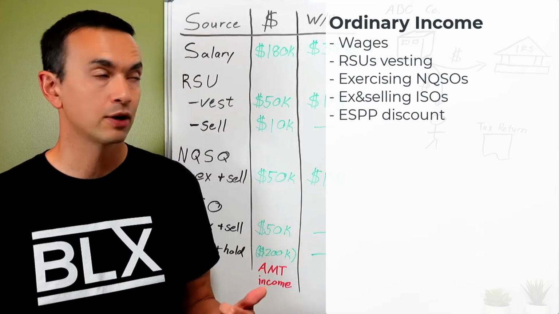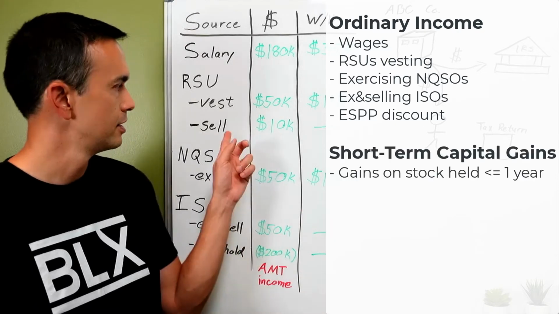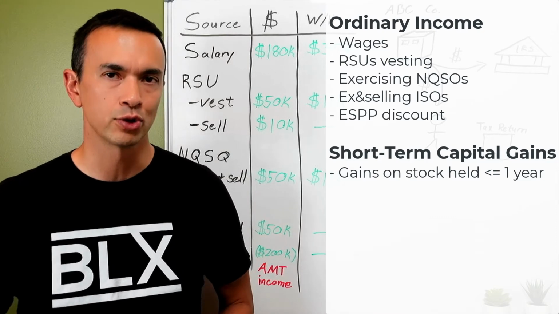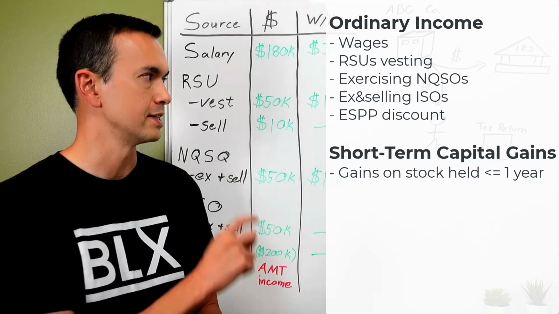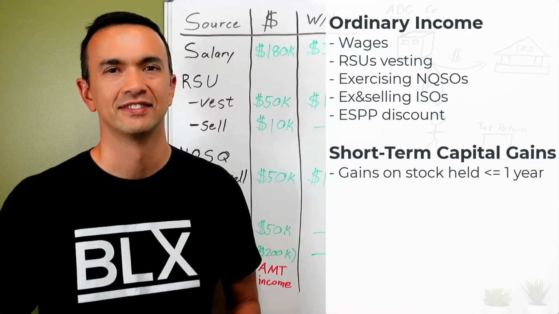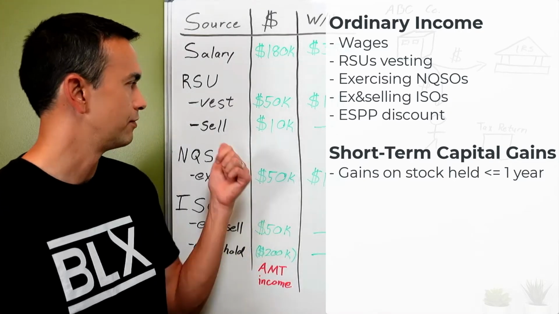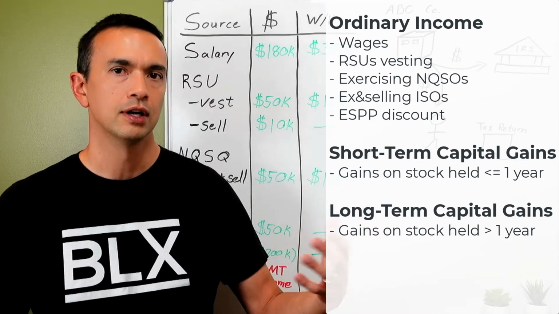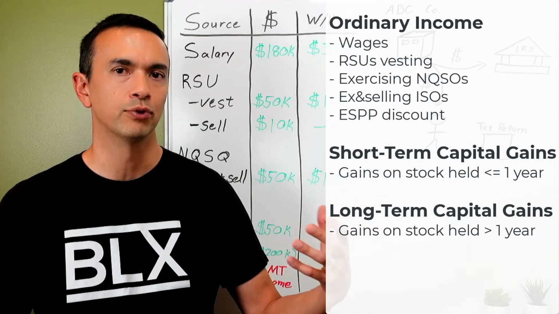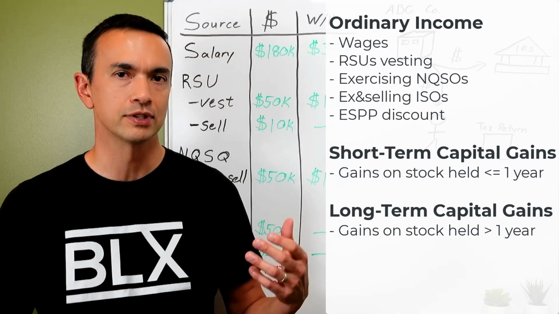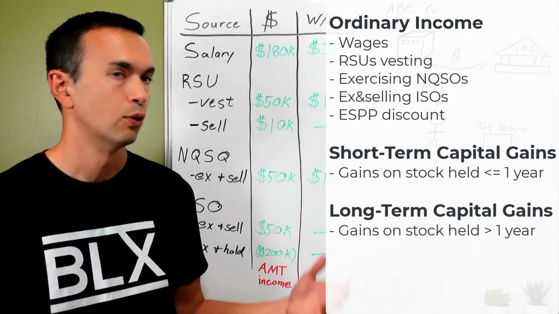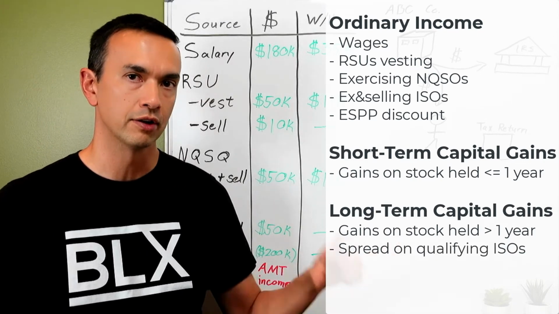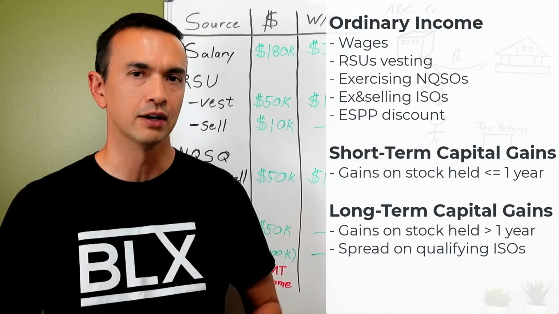Then next in a similar category is short-term capital gains, so that if you sell stock that you've held for less than a year, then that's considered short-term capital gains, and that's going to get taxed at the same tax rate as your income. And on the subject of selling stock, if there's any stock that you've held for longer than a year, then that actually goes into a separate tax rate for long-term capital gains. And so that's for stock that you've held for longer than a year, or for those incentive stock options that you've exercised and held for over a year, then that spread is going to be taxed at long-term capital gains as well.